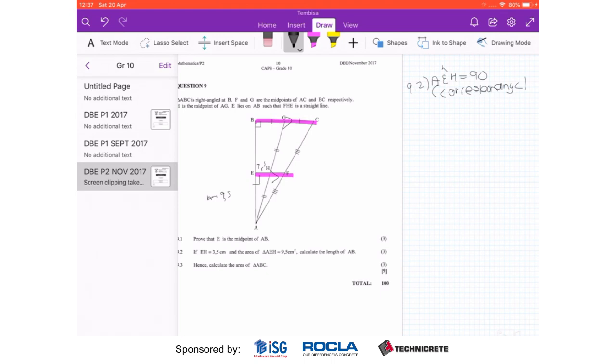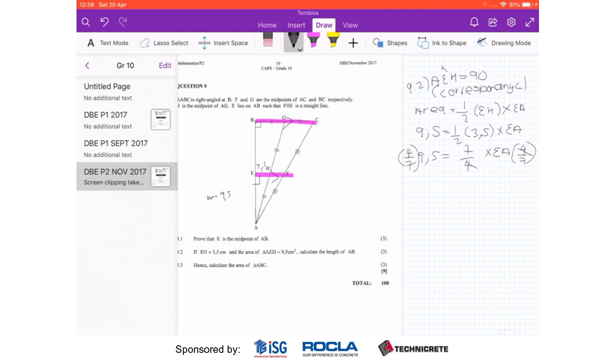Because we're working with the area of a triangle, it's half of the base times the height. Okay? So the area is half of my base, which is EH, times by the height, which is EA. We know the area is 9.5. We know EH is 3.5. We want to find EA. Okay? So half of 3.5 is 7 over 4 times EA. So I'm going to times both sides by 4 over 7 to get rid of it.